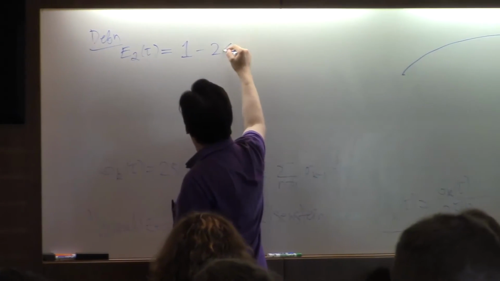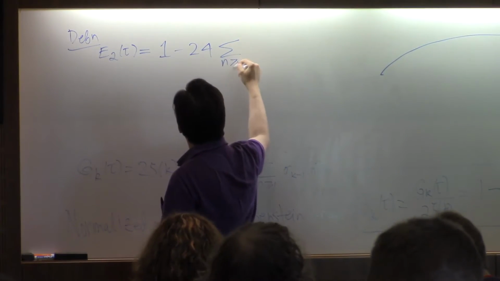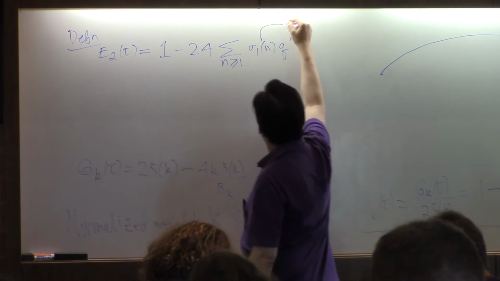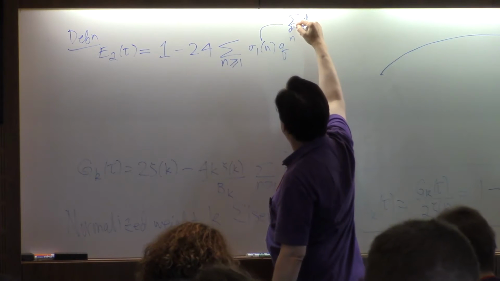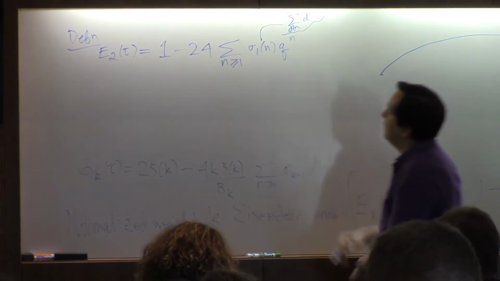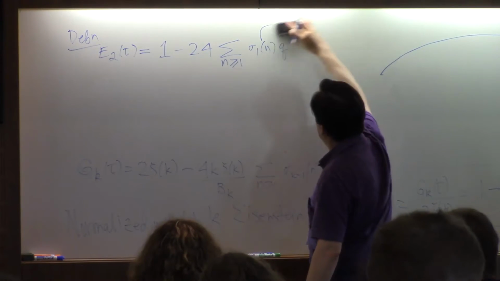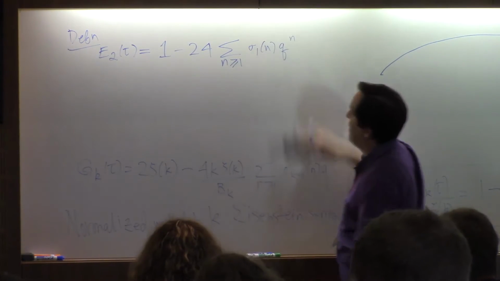1 minus 24, summing over all n, sigma 1 of n, q to the n. So this thing here is the sum of the divisors. Okay? That looks awful up there. Just know what sigma 1 is: the sum of the divisors to the first power.